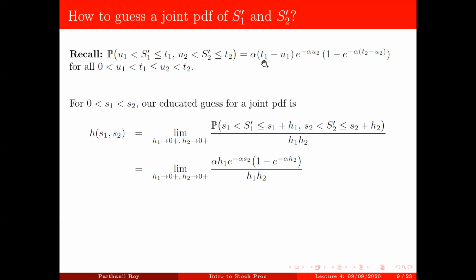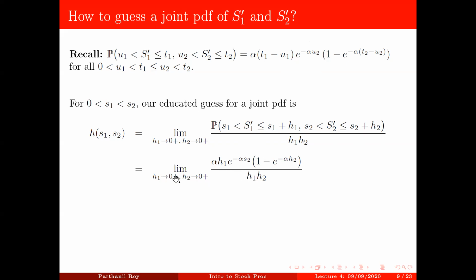Because alpha will remain alpha. T1 minus U1 would be this minus this, which is h1, so that will give you this h1. Then this guy would become e power minus alpha S2, because U2 is equal to S2. Okay, U2 is simply S2. And then here also, T2 minus U2 will give you h2, because T2 minus U2 would be S2 plus h2 minus S2, which is h2. So you're going to get this thing. Now, of course, h1 will get cancelled.